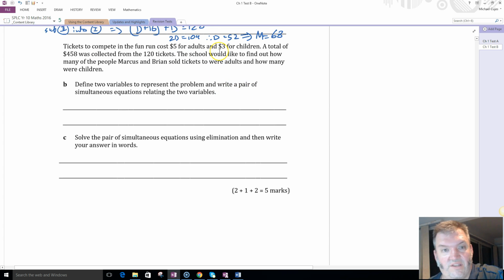Next one, only trick is setting up the equations. To compete in the fun run, tickets are $5 for adults and $3 for children. So we're going to have to just change our variables. Let little a equal the number of adult tickets sold.